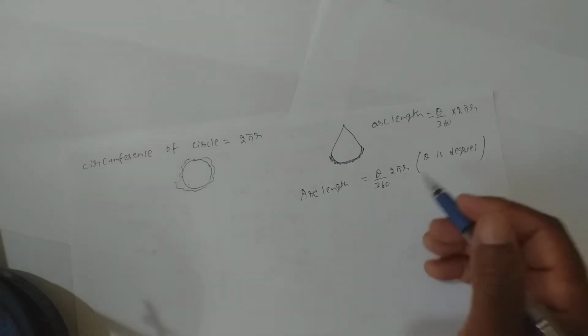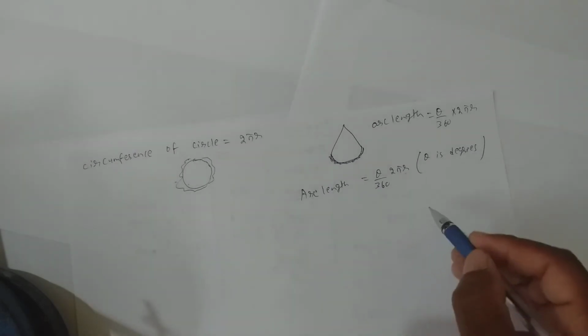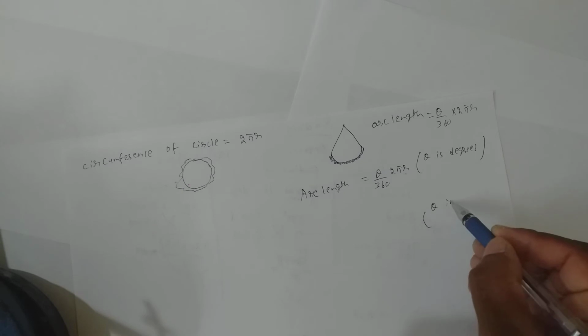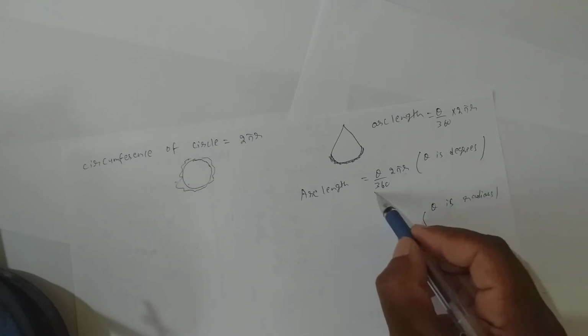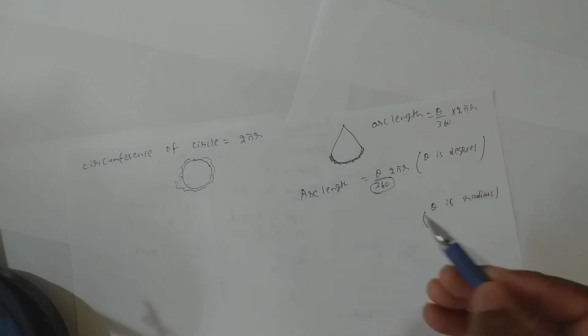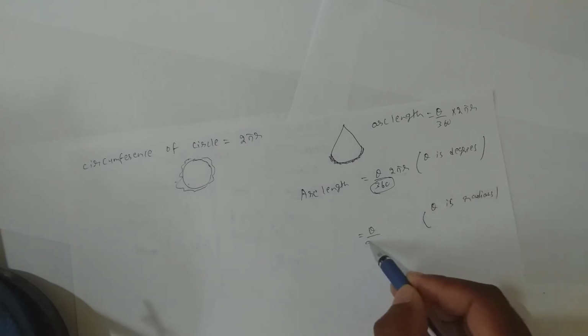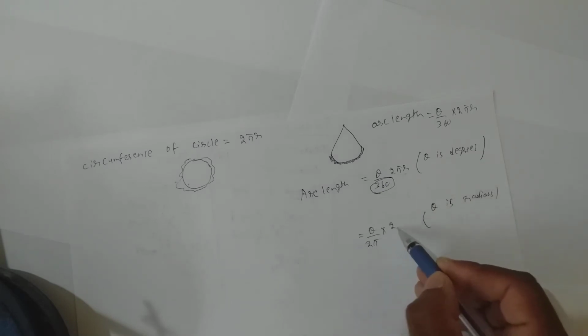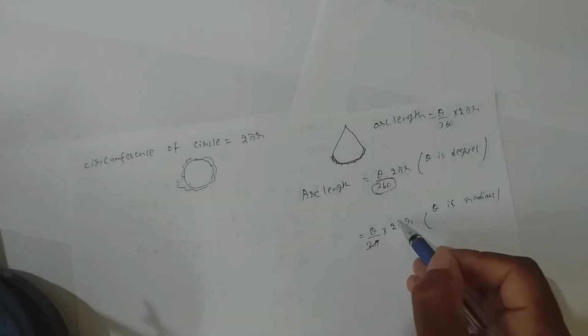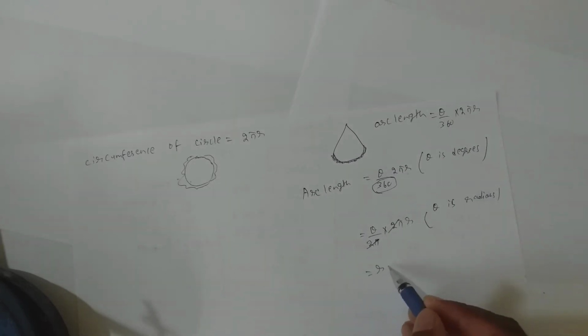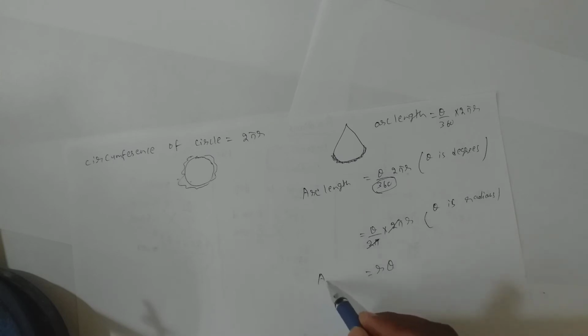Now what change will happen in the formula if I take theta in radians? So what number do I need to change from degrees to radians? 360. So it becomes theta by 2 pi into 2 pi r. In place of 360, I just kept 2 pi. Now what gets cancelled? 2 pi gets cancelled. So my arc length formula is r theta.